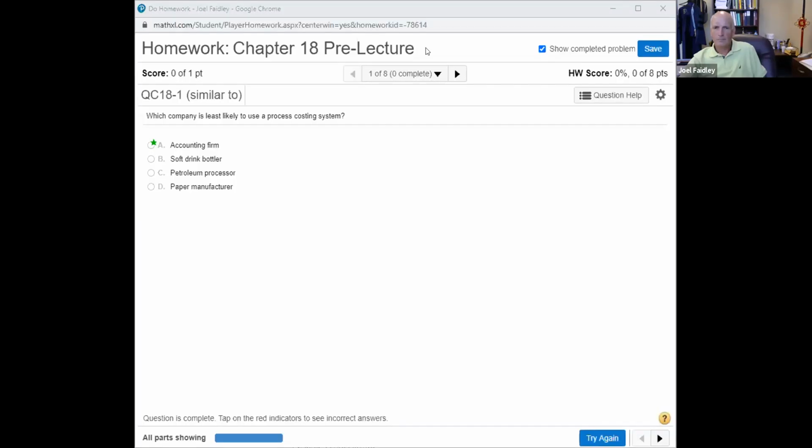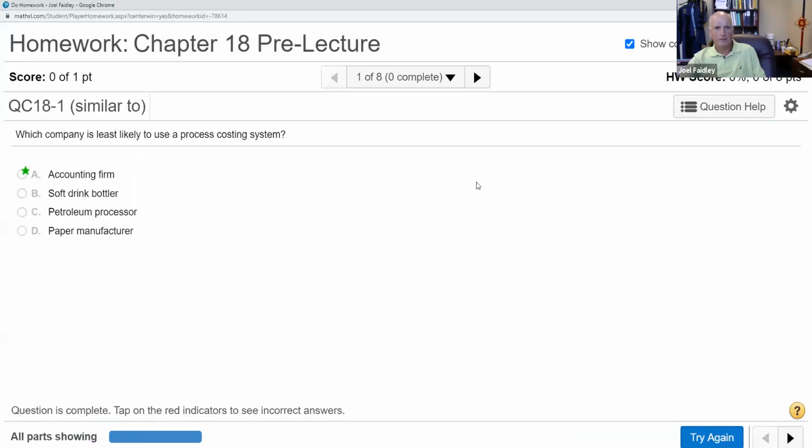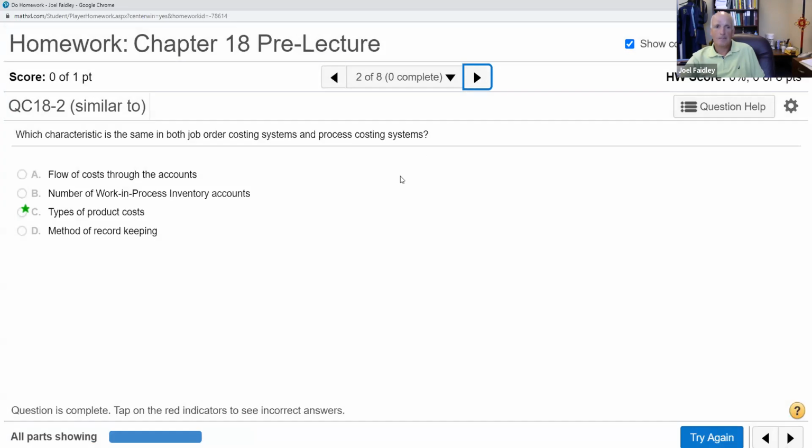So let me go ahead and share the homework here. I'll make that bigger. There we go. Who's least likely to use a process costing system? Well, an accounting firm, right? As opposed to soft drink bottler, petroleum, paper manufacturer, having worked with batteries and nuclear fuel and automobile seats, all of that is, even though you've got various types, those are continuous processes.